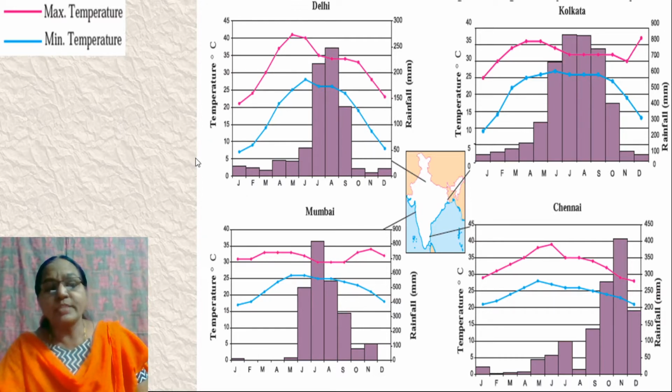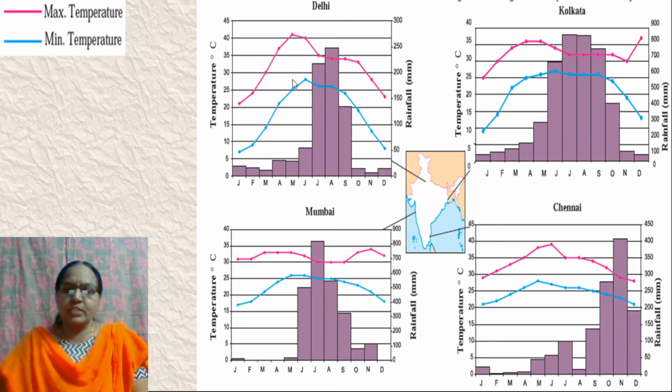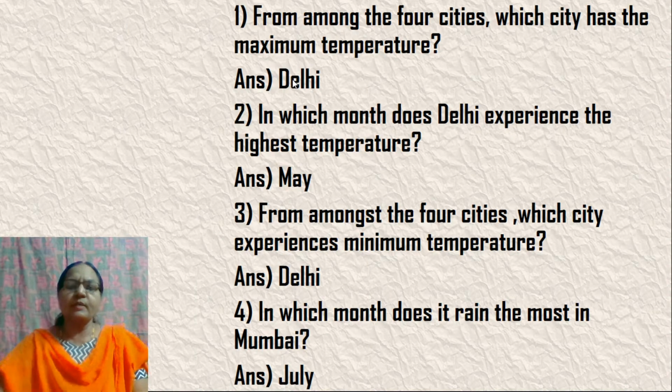So in your textbook, remember children, there's a slight error in the textbook, just go through that. It's given the opposite, just check that. So the maximum temperature is given by the pink one and the minimum by the blue. Blue line. It's a line graph. We'll continue with the questions here.